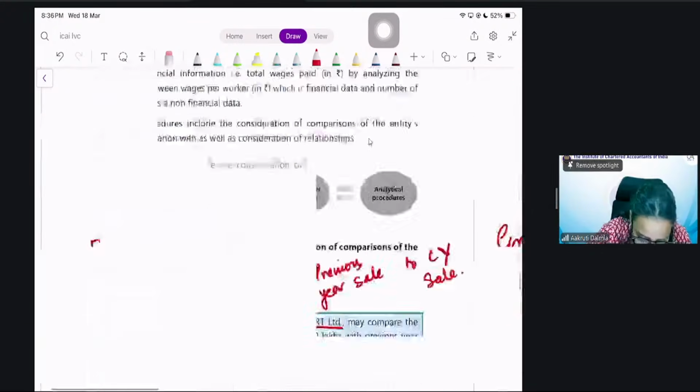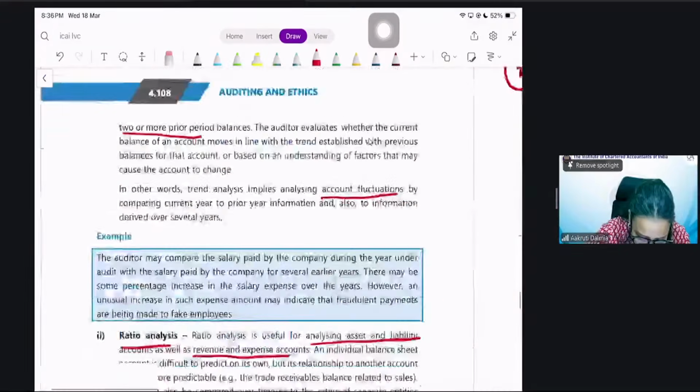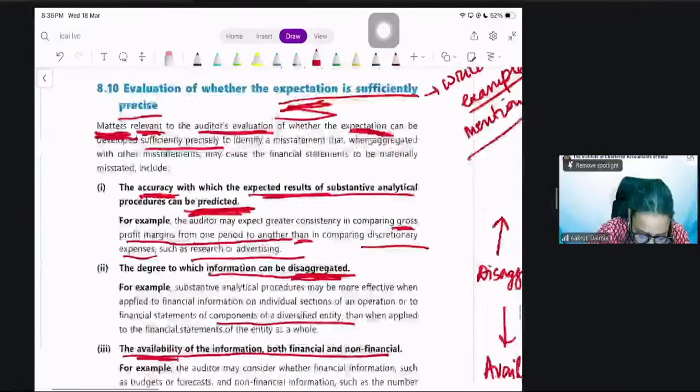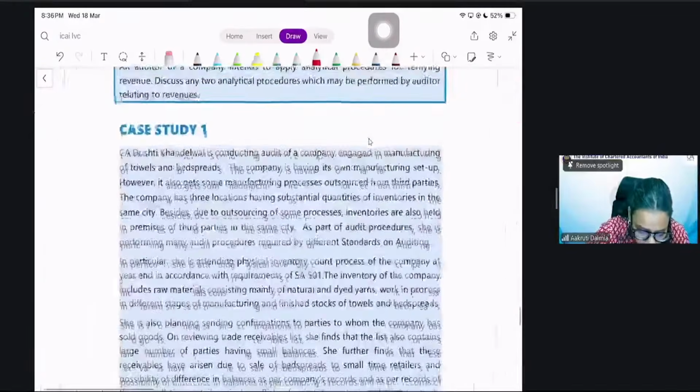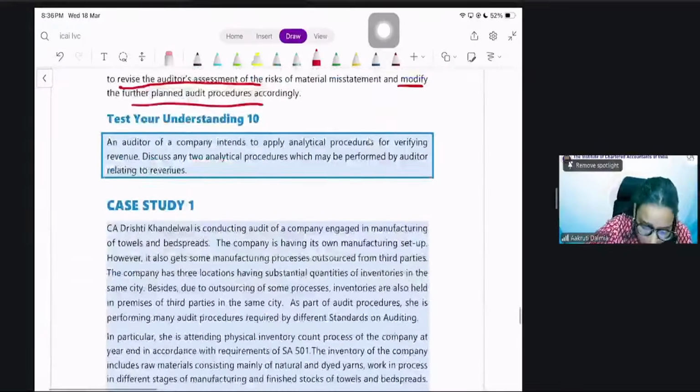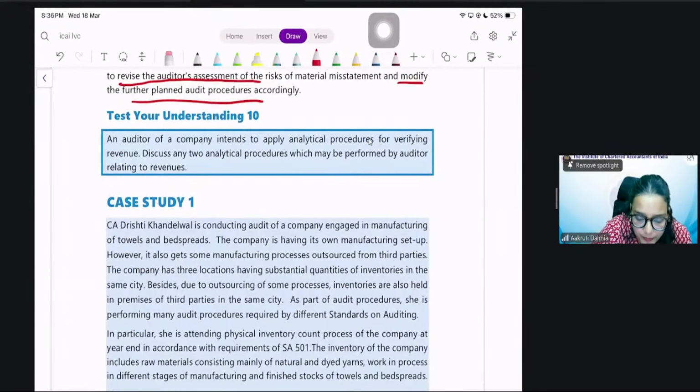We'll take one MCQ. Now that you have studied all essays, let's do a mix MCQ. Come to page number 4.115. Everyone, don't see the answer. Try to give the answer on your own. Pay attention, please.